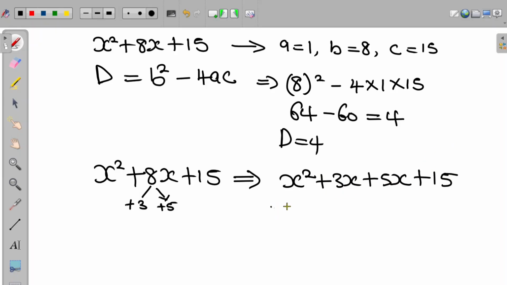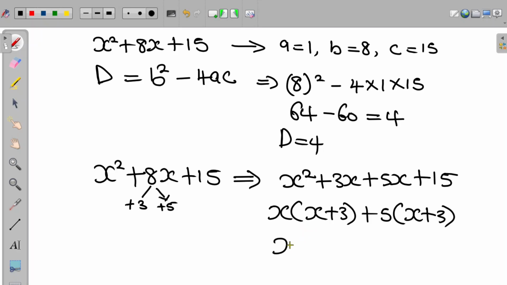Now we can factorize and group as x, open a bracket, x plus 3, plus 5, open a bracket, x plus 3. So at this point, we have x plus 3 multiplied by x plus 5. Thus, we have been able to factorize the quadratic expression.